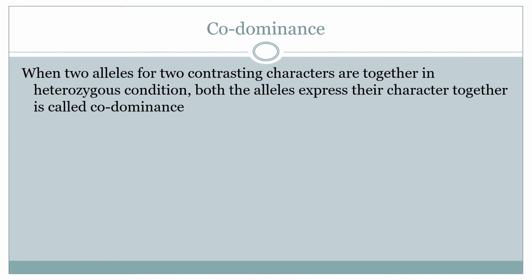Codominance states that when two alleles for two contrasting characters are together in heterozygous condition, these two alleles will express their character together. That means, suppose if I cross the white colored flower with the red colored flower, the resultant flower I'll get is red mixed with white. So this is nothing else but codominance.